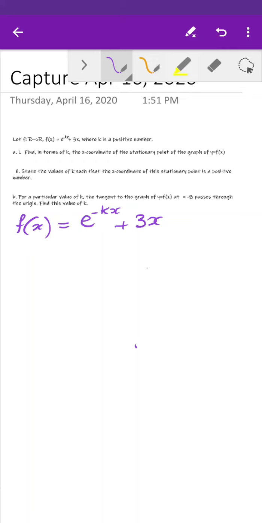Okay, so part 1 says to find in terms of k the x-coordinate of that stationary point of the graph. So here's the function, I've written it out. Now we want the derivative of this. The derivative of e to the power of negative kx is the same, but then multiplied by the derivative of negative kx, which is simply negative k, and the derivative of 3x is simply 3. And we want this to equal 0 because it's a stationary point.